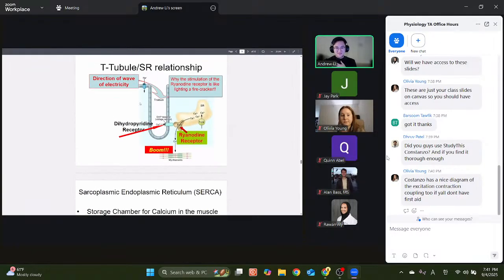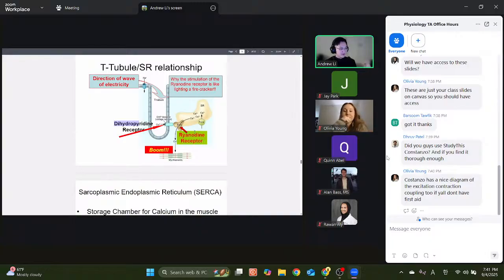So yeah, this is just a visual representation. This is the T tubule. It's going down perpendicular to the muscle fibers. This allows the signal to penetrate the muscle fiber. The DHP receptor is the one that allows calcium to penetrate. The ryanodine receptor is connected to the sarcoplasmic reticulum and causes calcium to come out, attach to troponin, and cause muscle contraction.